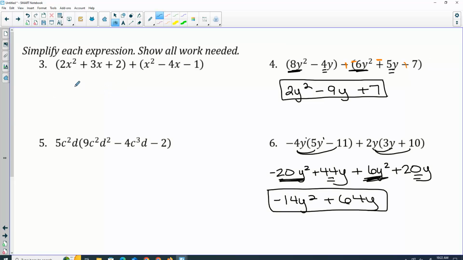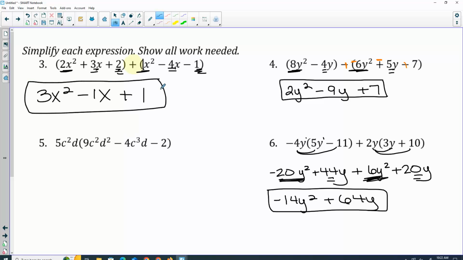Alright, number 3, be careful. When we originally got the study guide, people were trying to multiply here, but we are adding. So we add together what? Like terms. So 2x squared, this is a 1x squared. So 2x squared plus 1x squared. 3x minus 4x. 2 minus 1. So don't make life harder than it has to be. We're adding. Don't try to multiply there.